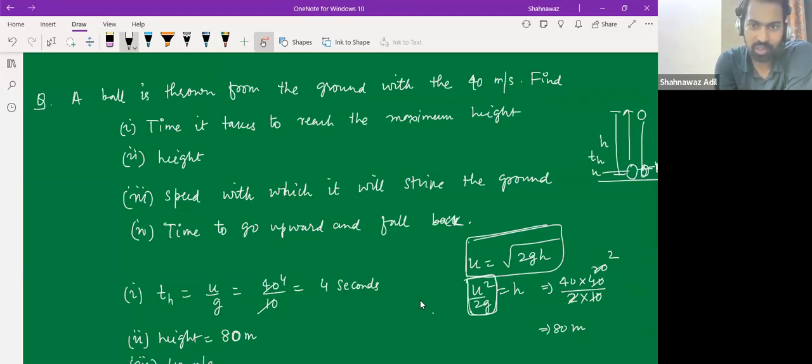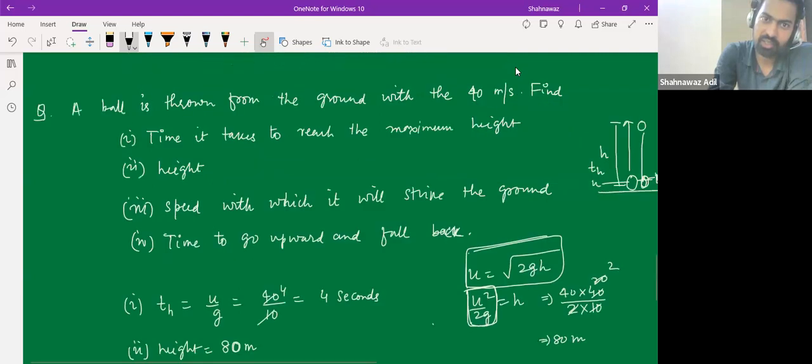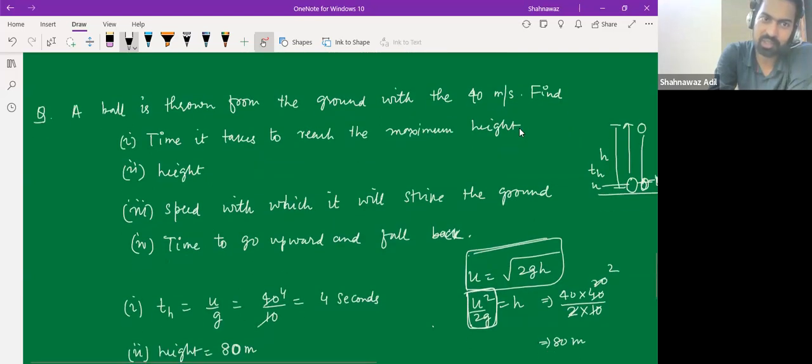And what is the last question? Time to go upward and come back, so total time in the air. This would be 8 seconds, right? So 4 plus 4, or 2u by g, so 8 seconds. This was the mixed question. Do you guys have any doubt in this question?